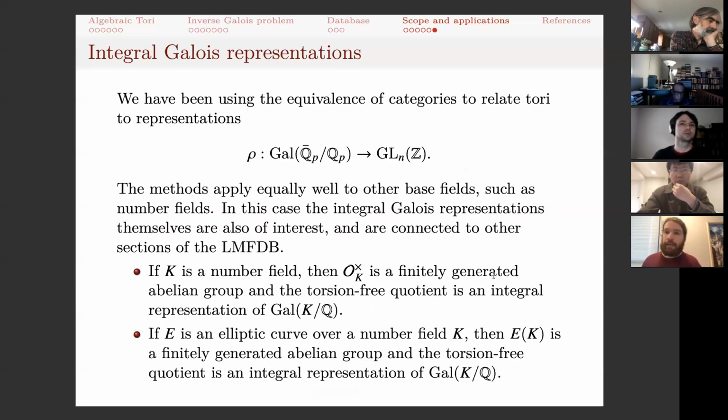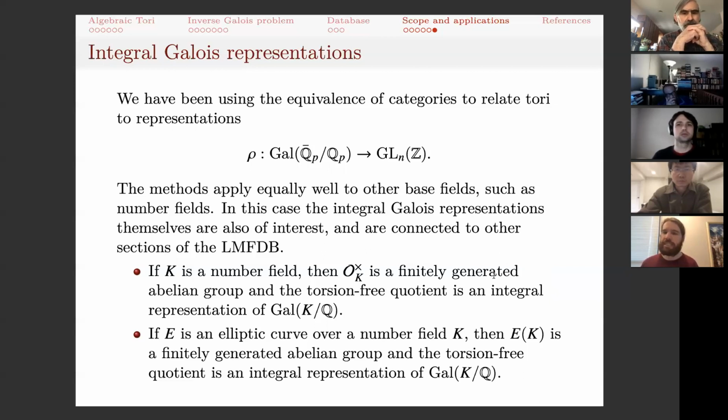Finally, I want to talk about how we've been using this perspective of an integral Galois representation to think about tori, but you can also think about those integral Galois representations on their own. So if you think about these maps from the absolute Galois group into GL_n(Z), I've been focusing on Q_p, but you can also do this over number fields. And you get connections with various other things that arise.